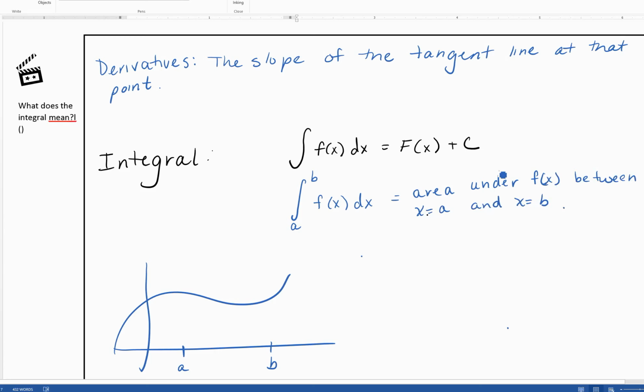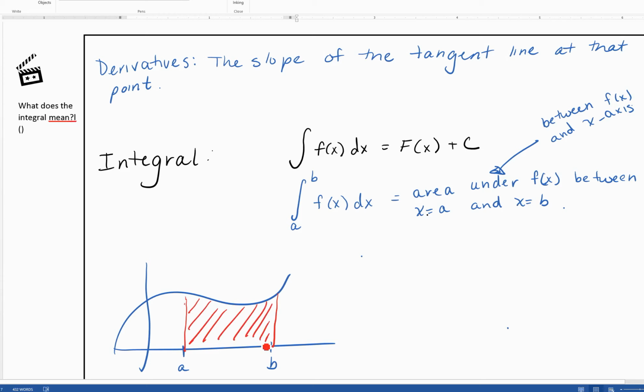Now when we say under, what we really mean is between f of x and the x-axis. So here what we would do is we would say, okay, the integral from a to b of f of x, we're saying it's the area between a and b under f of x and above the x-axis.